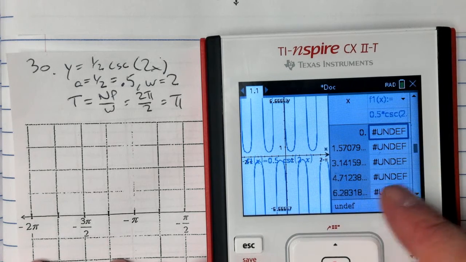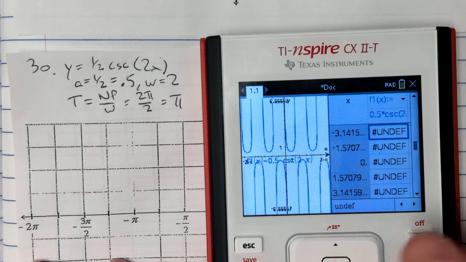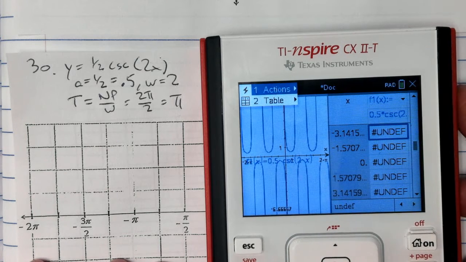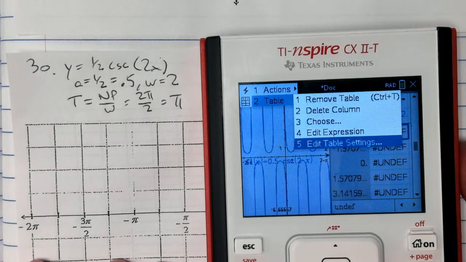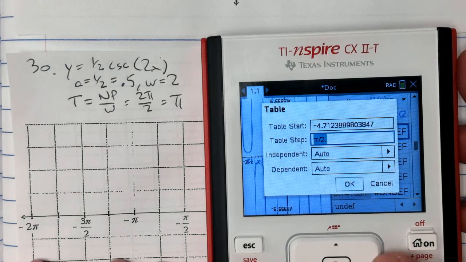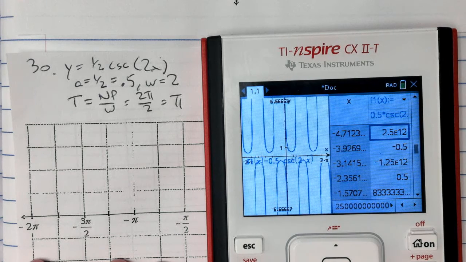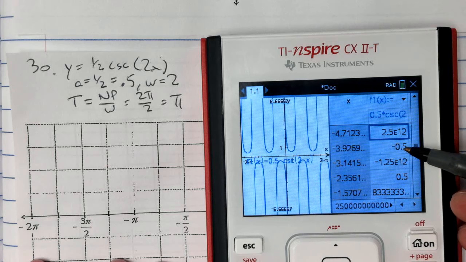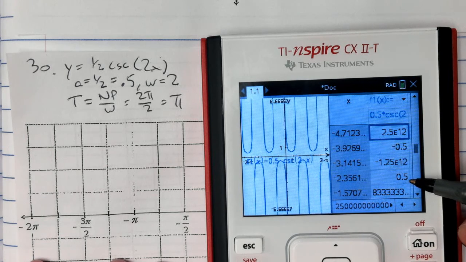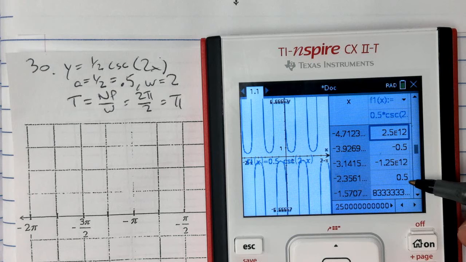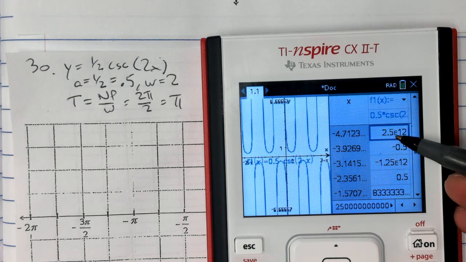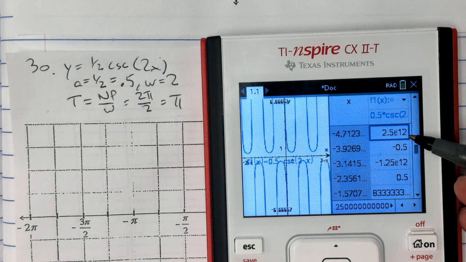So pi halves are all your undefined parts. If you wanted to see the other parts for your maximums and minimums, you would have had to use pi fourths. And so there's the negative 0.5, here's the positive 0.5. Now notice again, like what we saw before one time, if you have e to a positive number, that means infinity. And so that's where it's undefined. So this e to a positive number means infinity.